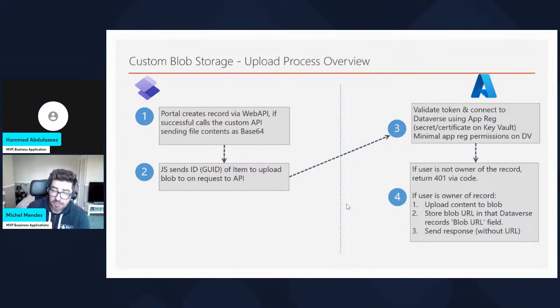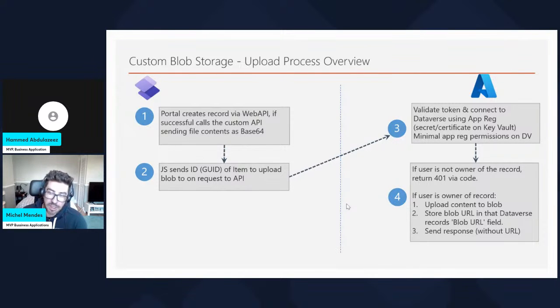If the user, the API checks on Dataverse. If the user is not the owner of the record, I return an unauthorized error via code. If the user is the owner of the record, I then grab that blob content, save it into blob storage, grab the URL of the blob, save it into Dataverse via API, and I send the response into JavaScript.